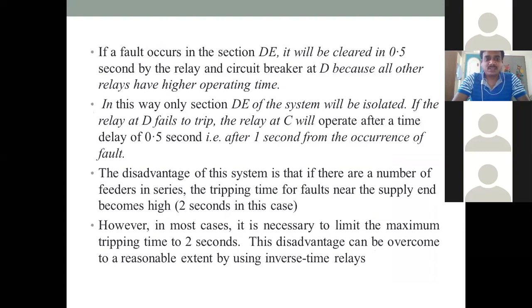The disadvantage of this system is that if there are a number of feeders in series, as you can see in the third point, the tripping time of a fault near the supply end becomes high. This disadvantage can be overcome to a reasonable extent by inverse time delays. Next we are going to see what inverse time delay is. Inverse time delay is just the opposite of definite time delay. It does not have a fixed time. It depends upon the amount of current flowing. If you have more fault current, the time for tripping will be less. That is called inverse time delay, okay. So time is inversely related to the amount of current.